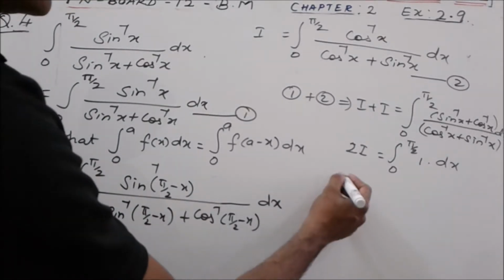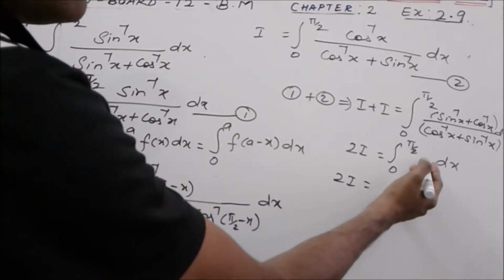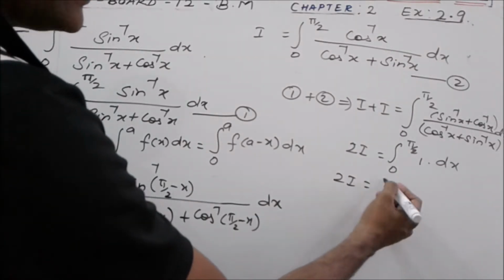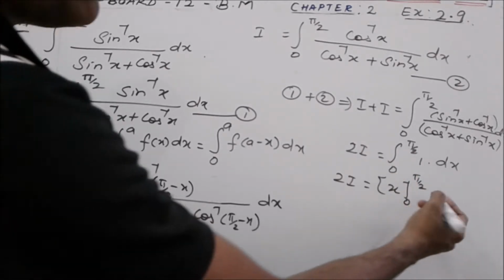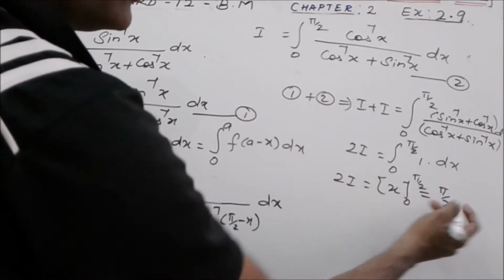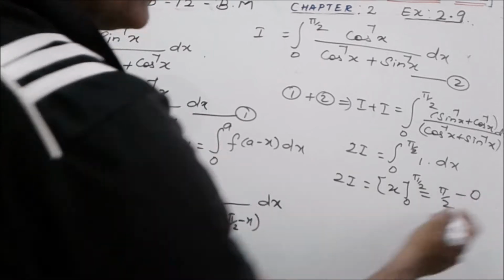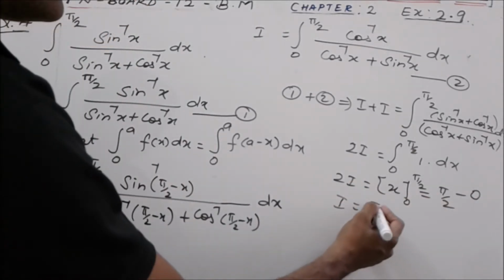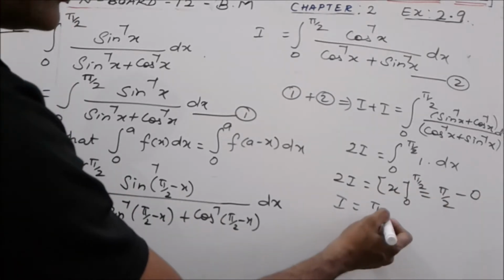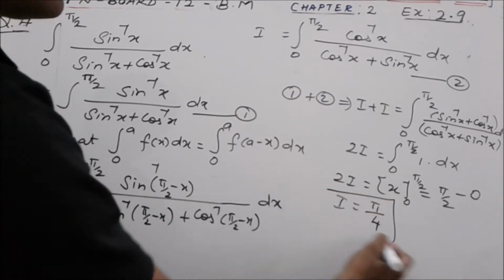Now 2I equal to integral of dx, which is x. We apply the limit 0 to pi by 2, substituting the upper limit pi by 2 minus the lower limit 0. So 2I equals pi by 2, and I equals pi by 2 divided by 2, which is pi by 4.